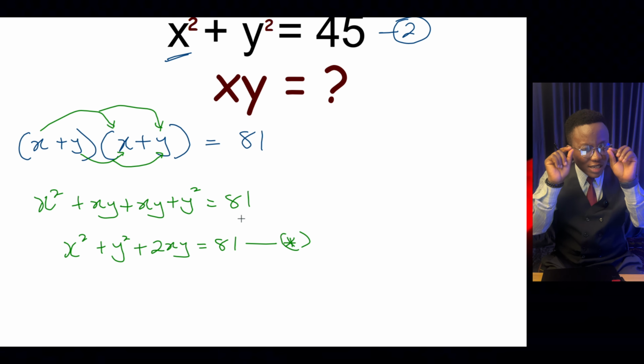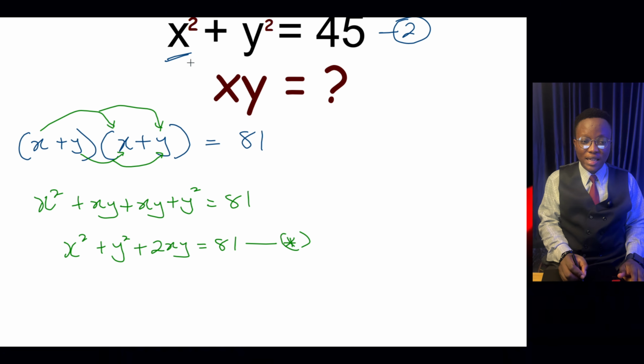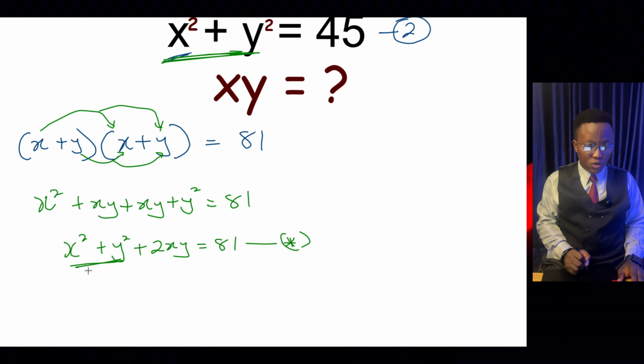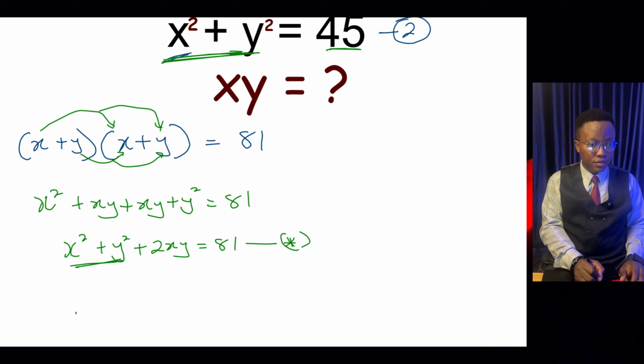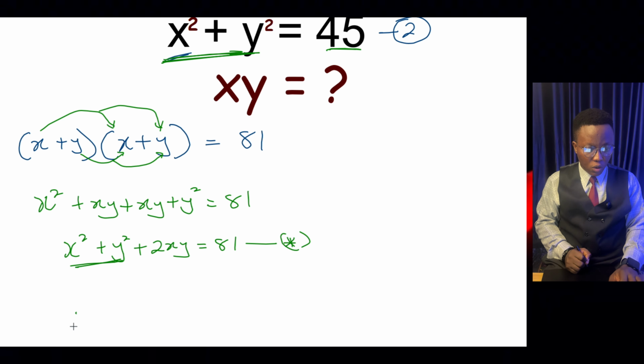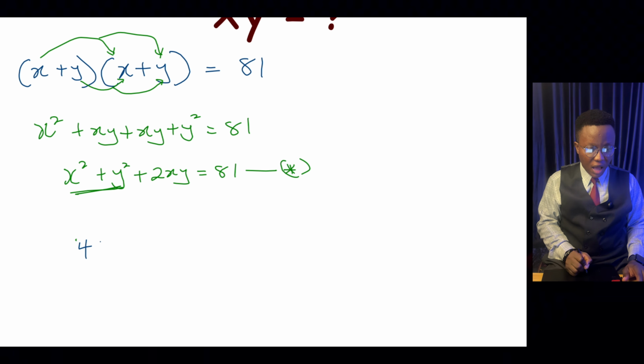All right, now take note of something. You will take note that we have this entire expression here right now. So x squared plus y squared is right here. So we can replace x squared plus y squared with 45 in equation star. So we're going to do that. So we replace x squared plus y squared with 45 in equation star. So then we have 45 plus 2xy equals 81.